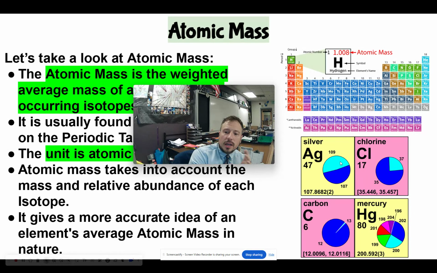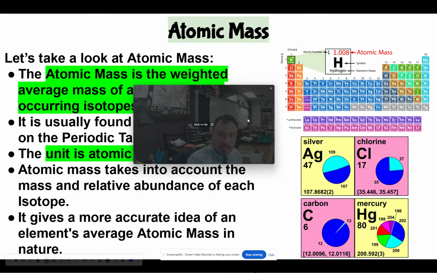Now, you can look at chlorine. It's about a 3/4, 1/4 split, chlorine-35 and chlorine-37. Since I've got more chlorine-35, I could estimate that the atomic mass is going to be closer to 35 than 37. You can see here it's 35.45. Carbon: most of carbon is carbon-12, a little bit of carbon-13, and a very small amount of carbon-14, so the atomic mass is going to be close to 12. And you can see here it's 12.0096. And mercury is all over the place. So it takes into account the weighted average of all those isotopes. That's the atomic mass.